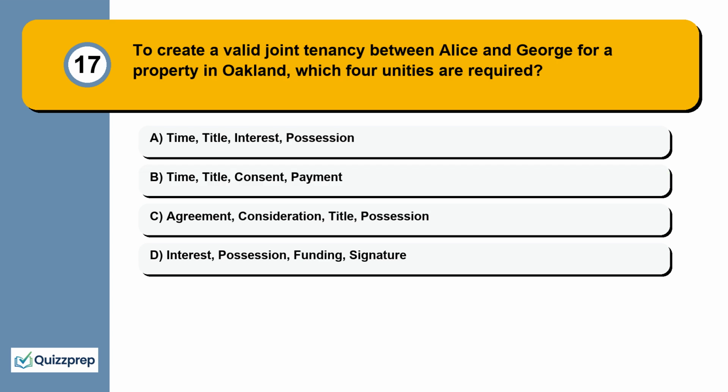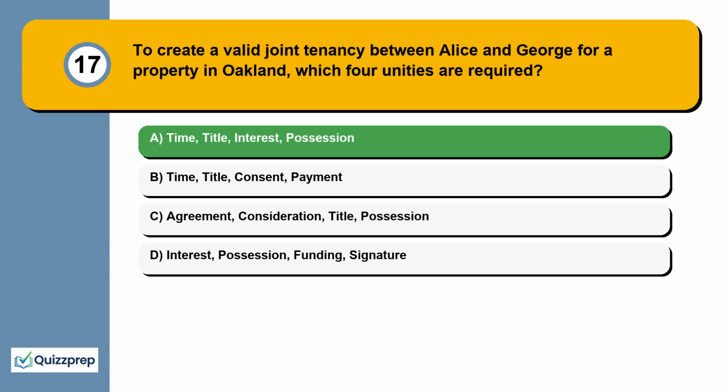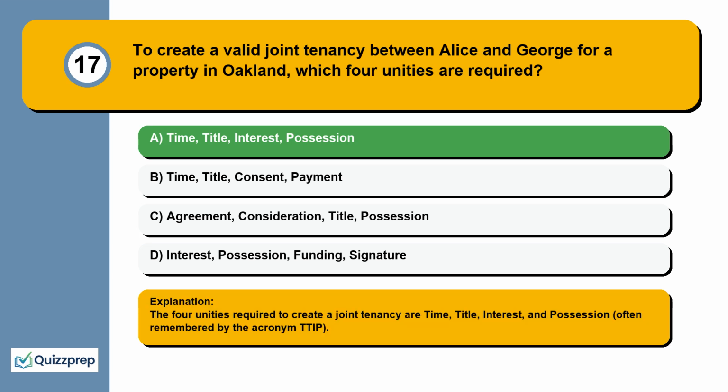Question 17. To create a valid joint tenancy between Alice and George for a property in Oakland, which 4 unities are required? Time, title, interest, possession. Time, title, consent, payment. Agreement, consideration, title, possession. Interest, possession, funding, signature. The 4 unities required to create a joint tenancy are time, title, interest, and possession, often remembered by the acronym TTIP.